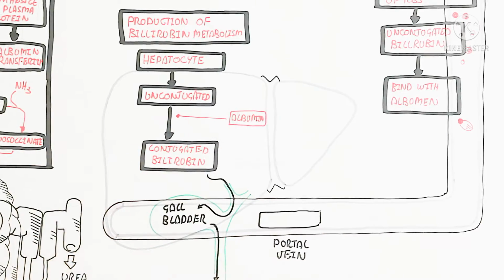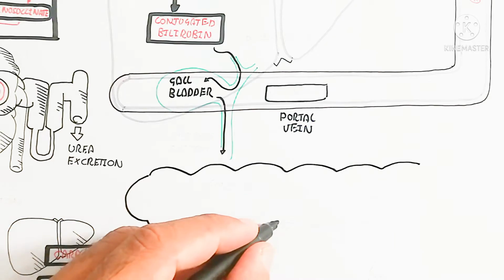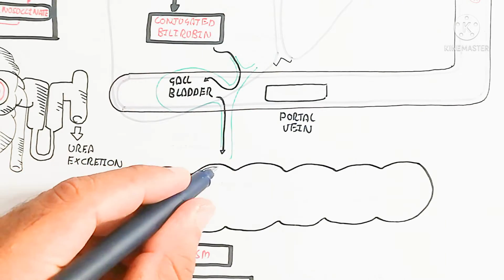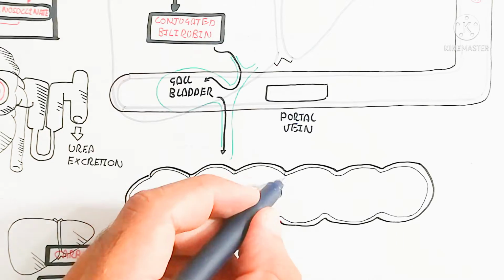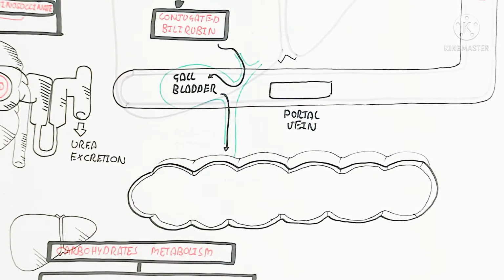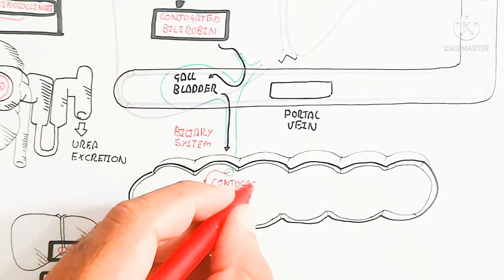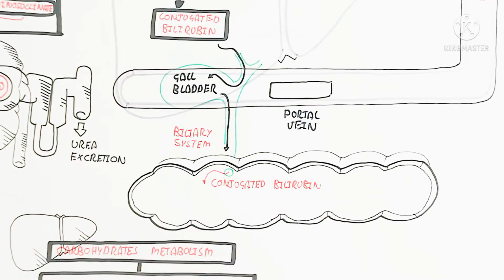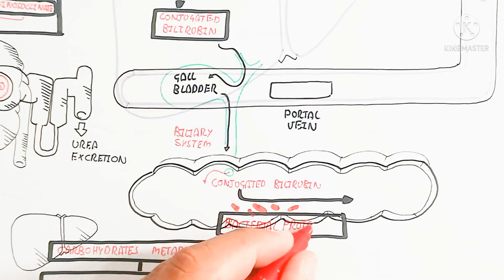After this, the conjugated bilirubin will move and be stored in the gallbladder and excreted into the intestine, first small intestine and then large intestine. In the large intestine, the conjugated bilirubin will once again convert to unconjugated. Bacterial action will occur, which converts the conjugated bilirubin into unconjugated bilirubin once again. Unconjugated bilirubin is not water soluble, it is fat soluble, but conjugated bilirubin is water soluble. This bacterial action occurs due to the microbiome present in the large intestine.